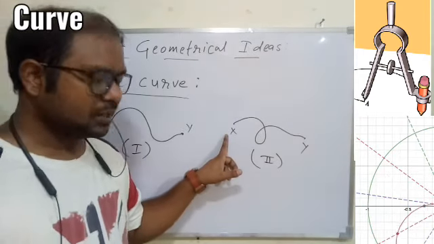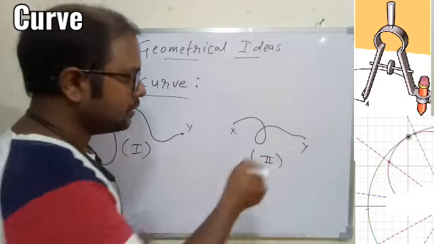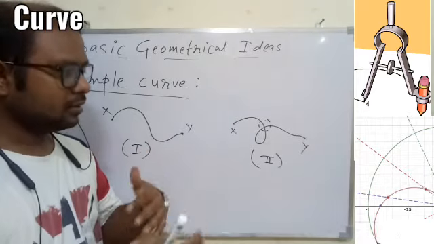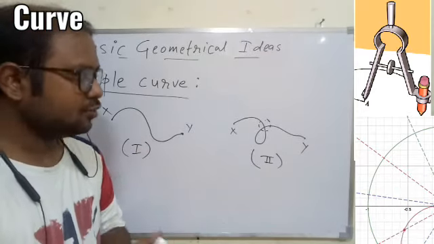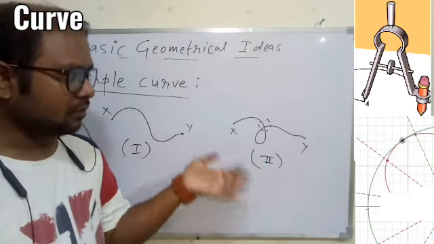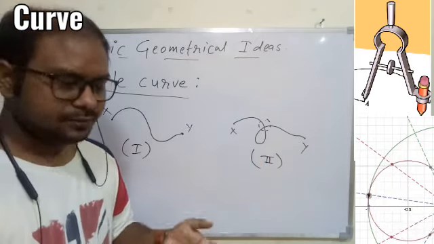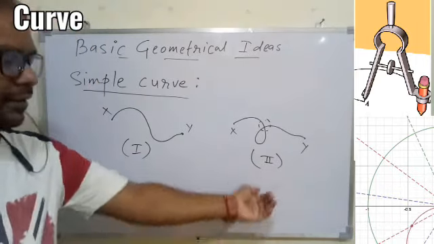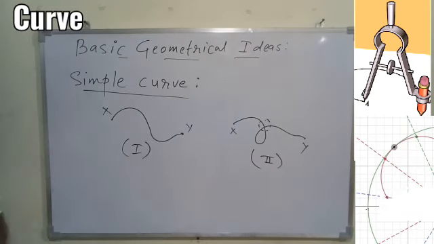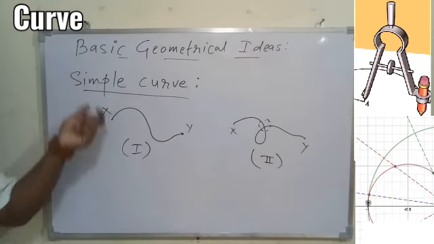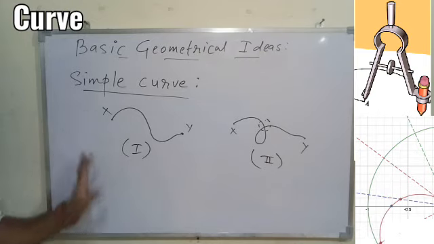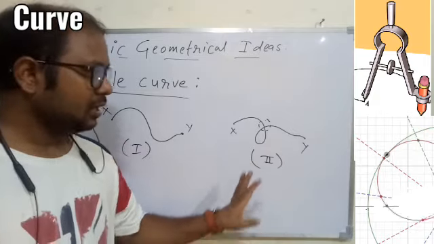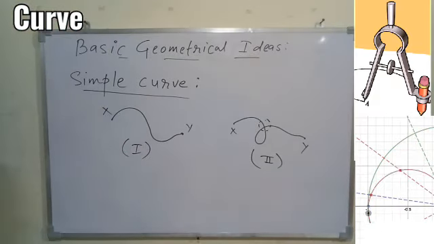But in this particular curve from x to y, at this point the line crosses itself. So if we have a curve in which the line crosses itself somewhere, then it is a different type of curve compared to the first one. The first one is called a simple curve, in which the line does not cross anywhere, and if the line crosses somewhere, then it is not a simple curve. So I hope you understood.